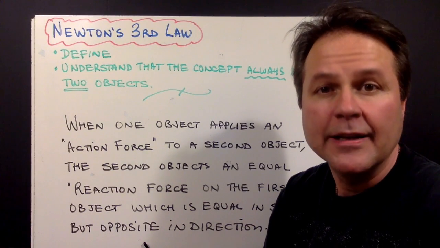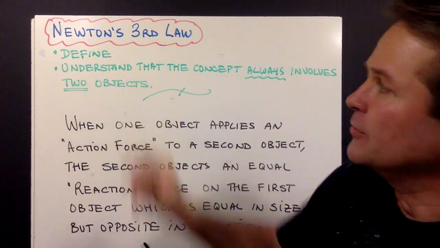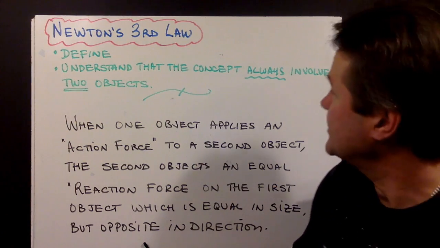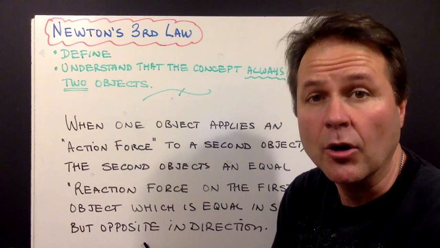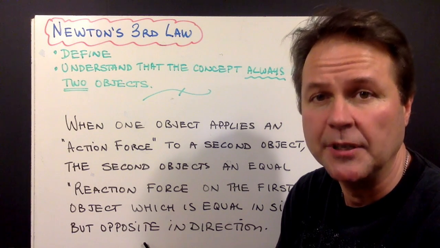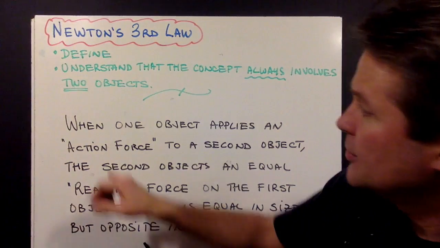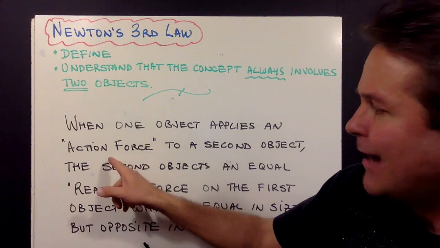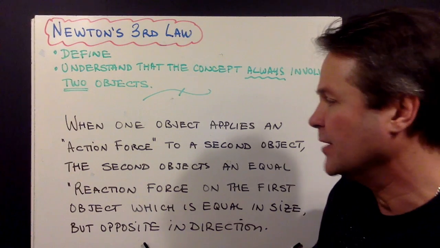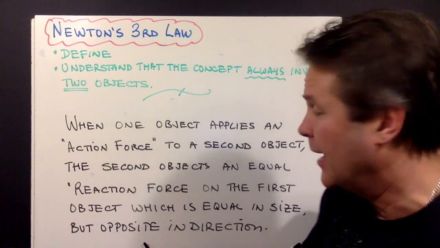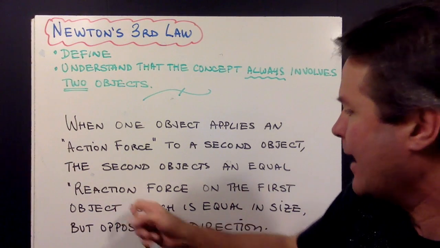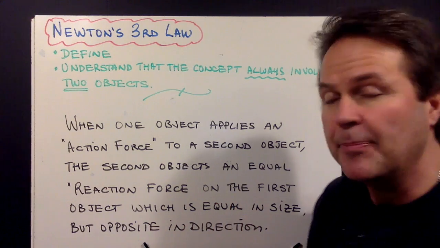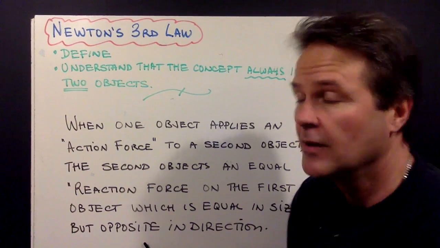Newton's third law. In this video, we're going to define Newton's third law, and I'd like you to understand that the concept of Newton's third law always involves two different objects. So by definition, when one object applies an action force to a second object, the second object applies an equal reaction force on the first object, which is equal in size but opposite in direction.